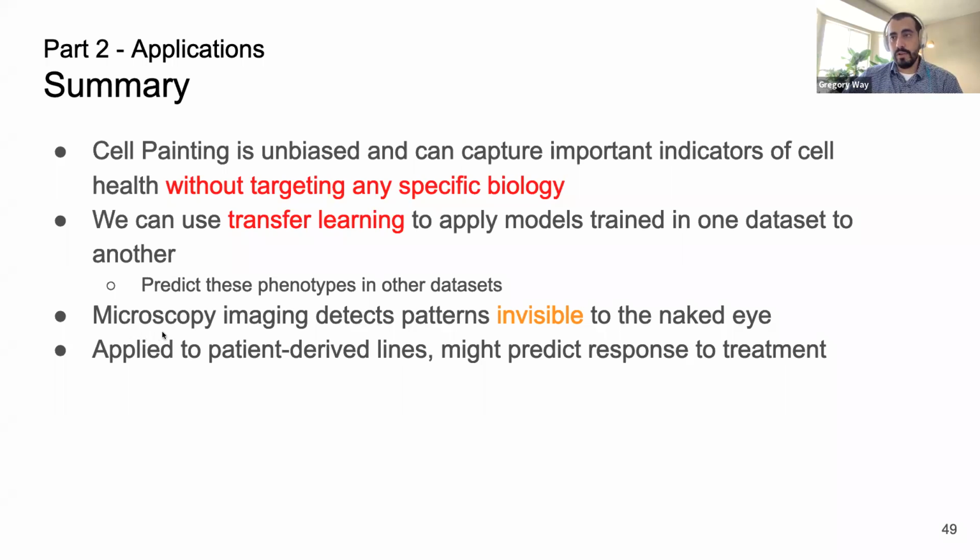Also in the last example, we demonstrated that microscopy imaging detects patterns that are invisible to the naked eye. And perhaps in the future, we might be able to apply these types of signatures that are going to report on different resistance mechanisms to patient-derived lines to perhaps better predict and align therapy strategies.